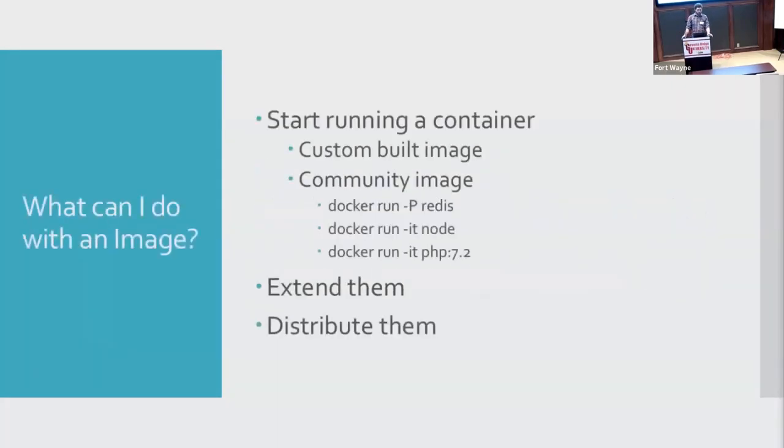So what can we do with that image we just created? Well, we can start it and run a container. We can do that with our custom built image. We can also run images from the community. I can run Redis or Node or a PHP app, MySQL, whatever. It's almost all out there on Docker Hub. You can extend images with other images, and you can distribute these images. So I'll show you in a minute that I can take this application, put it up on the internet for anybody else to pull down and run.